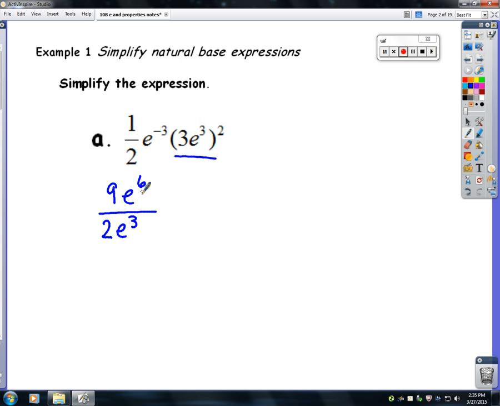All right, we want to simplify this as much as possible. So 9/2 is not going to simplify. We can leave that alone. But we have e to the 6 over e to the third. Remember, we subtract our exponents. And since the larger exponent is in the numerator, our value is going to stay in the numerator. So our final answer is 9 e to the third over 2.